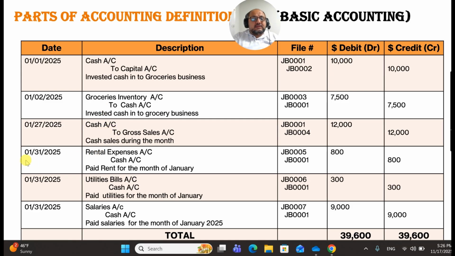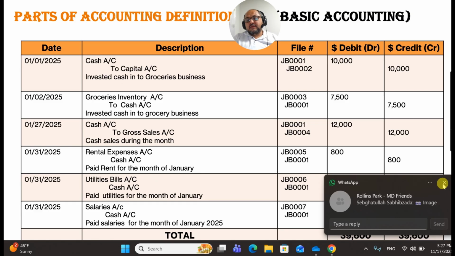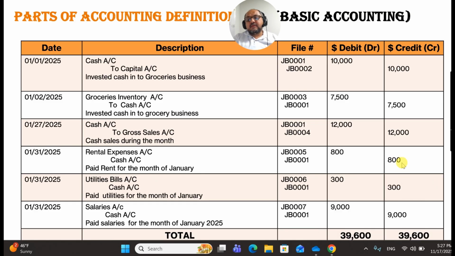It means on January 21st, he paid rental expenses. How much? $800. That's why the increase in expenses is recorded as debit. And here, our current asset decreases. We paid from our cash amount 800. This is a decrease in current asset, and according to the rule of debit and credit, a decrease is recorded as credit.